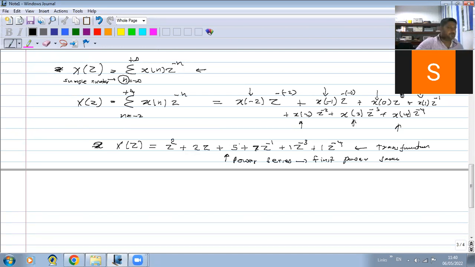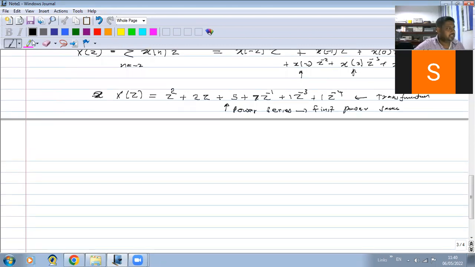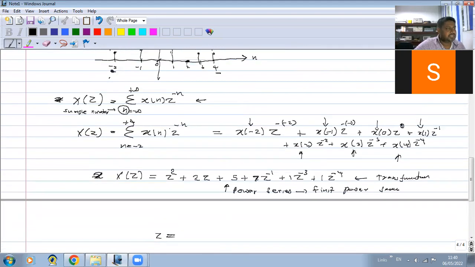Now we have a problem. Actually, it is not a problem, but we have to be concerned about another thing also. What is this z? As in the Laplace transform, z is a complex value. So actually we transform our time domain signal into the complex domain. We can also see the z transform like this.